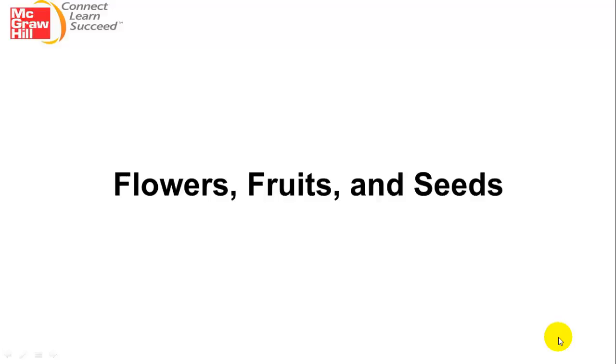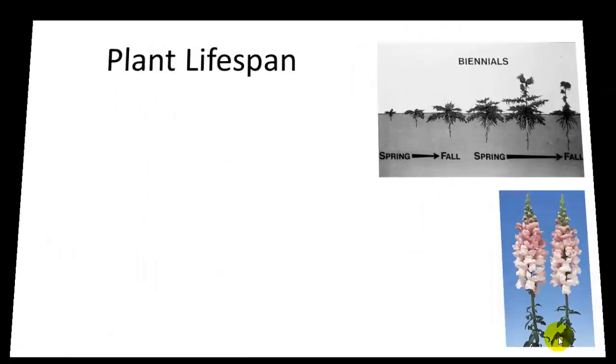Okay, flowers, fruits, and seeds. We're moving past the plants, stems, roots, and leaves. And these are reproductive structures of flowering plants. So these are not applicable to all types of plants.